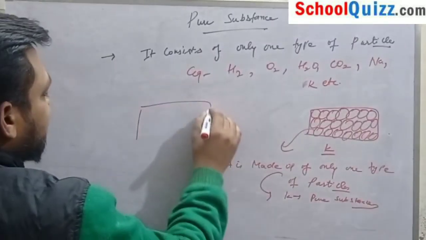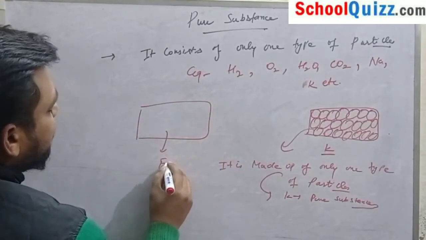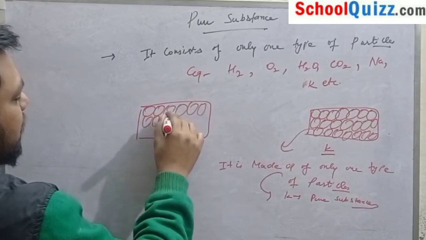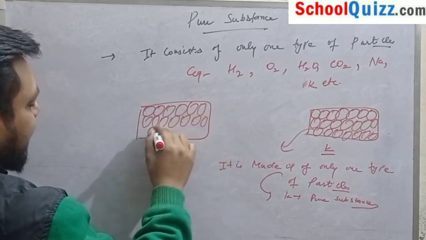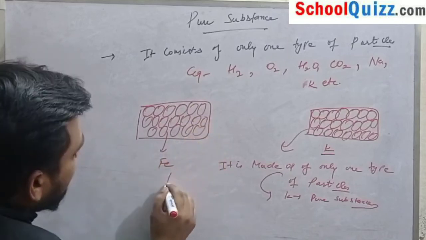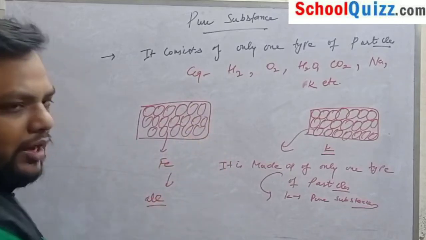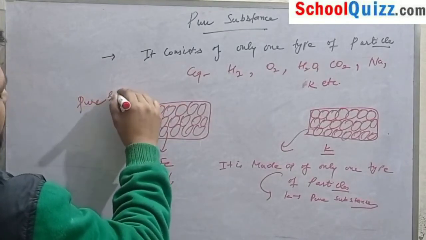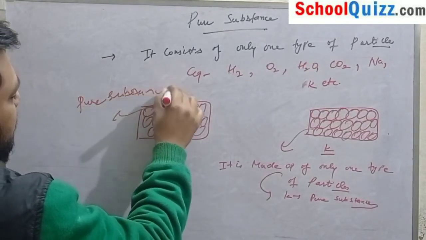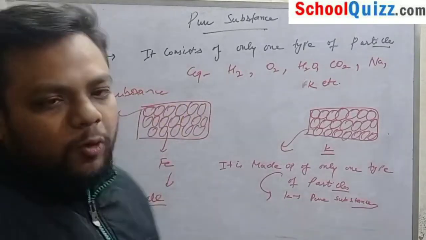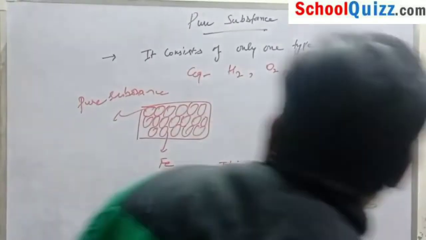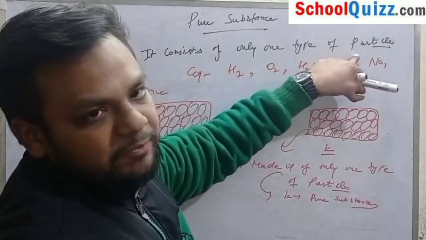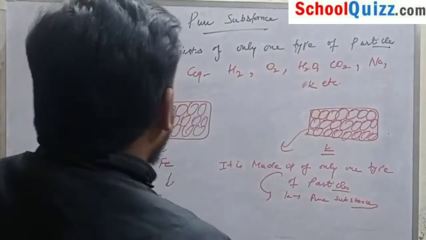Suppose it is a piece of iron. All atoms are of iron, so iron is made up of only iron atoms. So we can classify it as a pure substance. A pure substance is made up of only one type of particles.